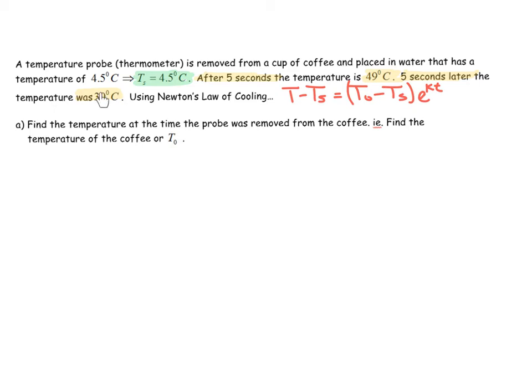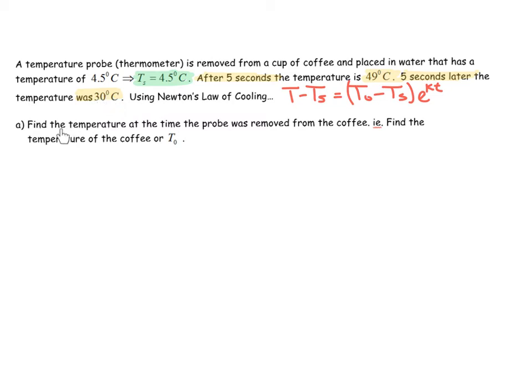We're going to use Newton's law of cooling to solve this problem. We're given that a temperature probe or a thermometer is removed from a cup of coffee. It's then placed in some water that's 4.5 degrees Celsius. So the temperature of the surrounding medium is 4.5 degrees Celsius. 5 seconds later, after it's placed in that cup, we read the temperature on the thermometer to be 49 degrees Celsius. We wait another 5 seconds and read it, and it's 30 degrees Celsius. So it's cooling pretty fast.